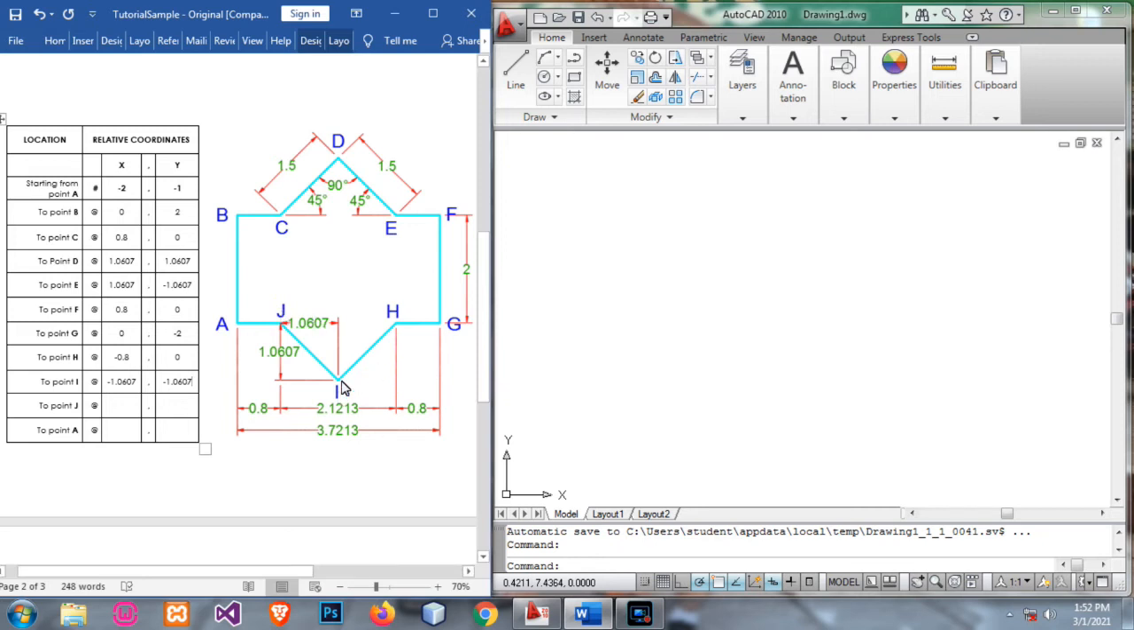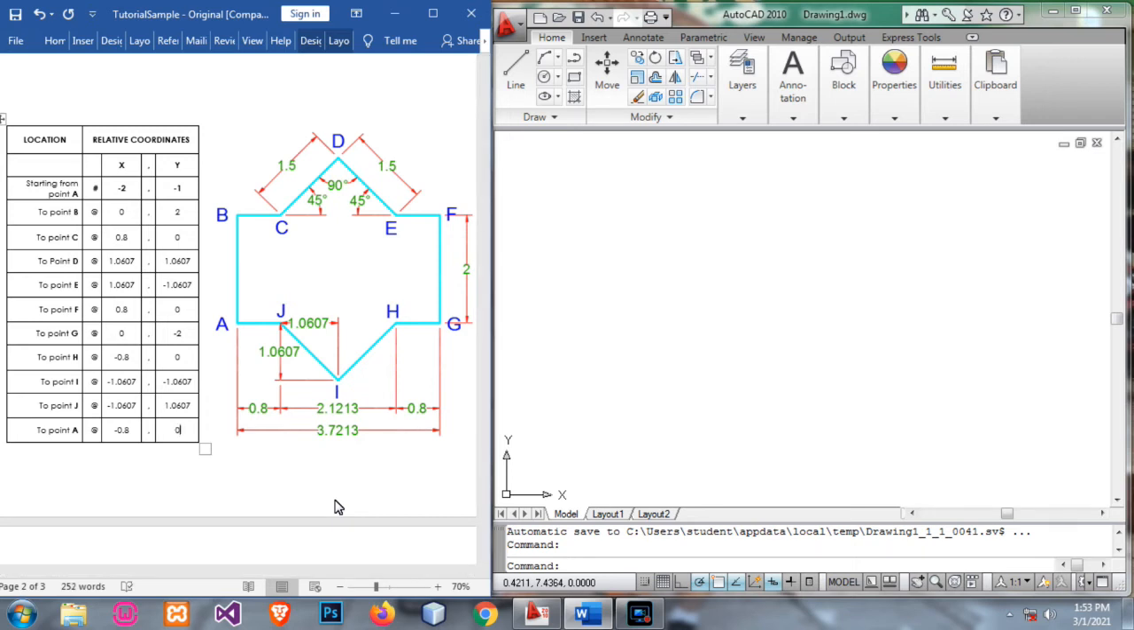From I to J, we move upward and to the left. For your X, which is moving to the left, we have negative 1.0607. For your Y, there is an upward movement, so the value of your distance is positive 1.0607. And lastly, from J to A, back to the starting point, we move to the left. So the value of your X will be negative 0.8, and there is no movement for your Y-axis, so the value will remain 0.